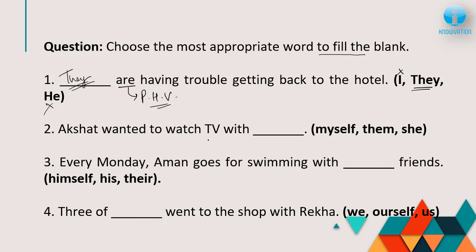Akshat wanted to watch TV with dash. Now, first, myself, can I use myself? Of course, no. I'm not pointing back to Akshat in any manner. Akshat wanted to watch TV with them. Yes, this seems to be correct, friends, because I can use them here as the object pronoun. Akshat wanted to watch TV with she. No, she is a subject pronoun. I cannot use it here. So them is my correct answer.